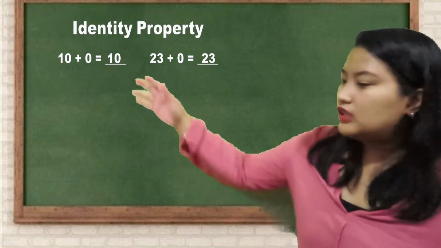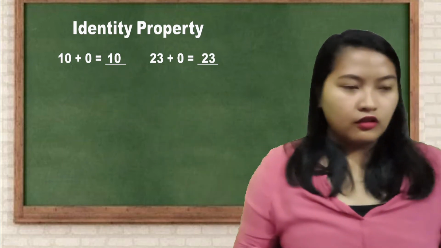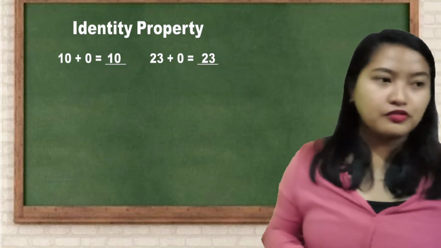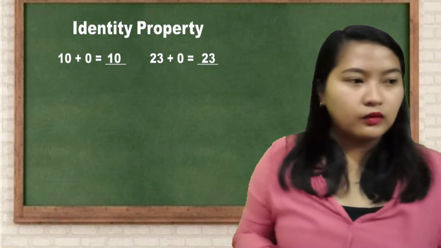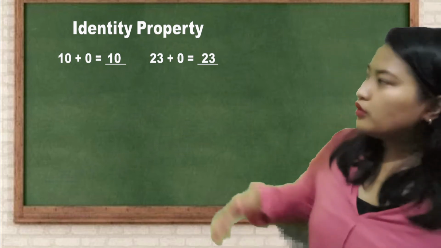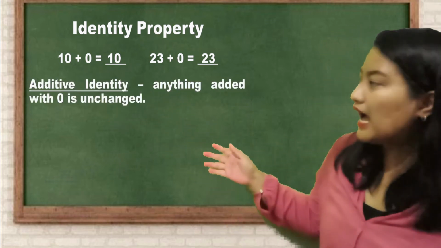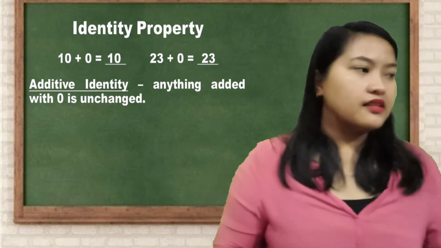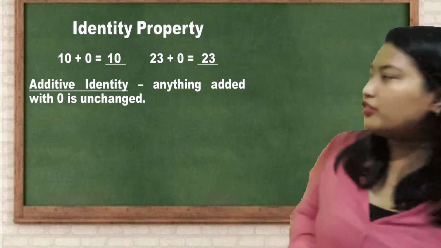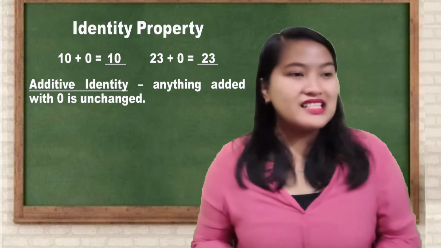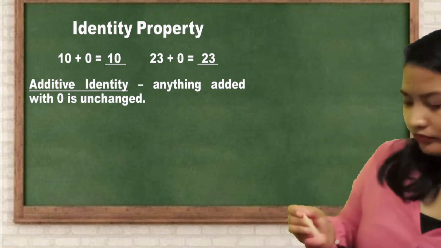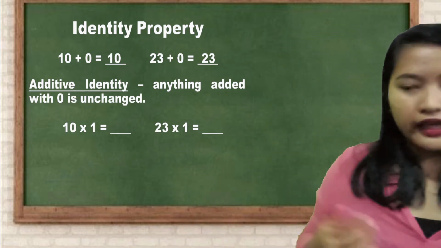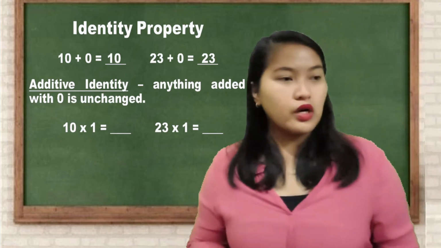So what have you observed with these mathematical sentences? Very good. Anna, we added a number to 0. So what is the result of it? Okay, it doesn't change. So these mathematical sentences are what we call additive identity. Additive because we use the addition operation. So anything that we have added with 0 is unchanged. Okay. Let me call on Naomi. What is 1 times 10 or 10 times 1 and 23 times 1?